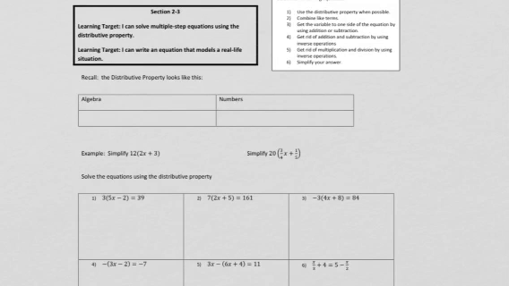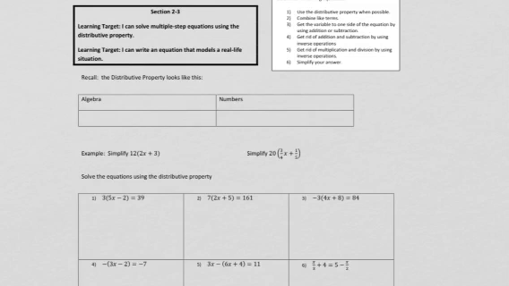So far in our learning targets, we have not had to deal with the distributive property. So that's what this learning target is about, using the distributive property when possible to solve multi-step equations. So let's remember what the distributive property looks like. Let's start with numbers, and then we're going to go back to the algebra after that.